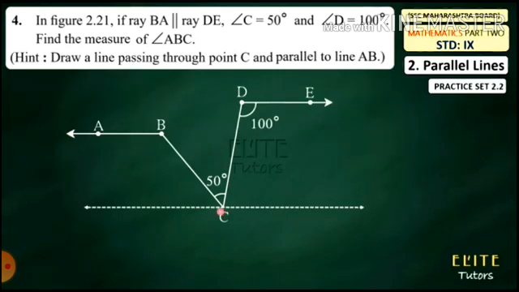So we will draw one straight line passing through C. We will give a point, wherever you can give the point, we will give here F. This is point F. Now we want to find angle ABC. Here D is given 100, and here C is given 50 degrees.